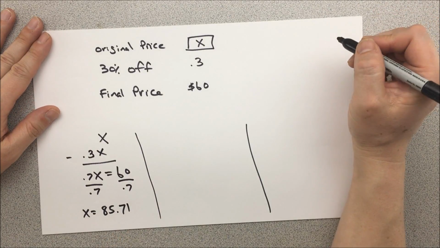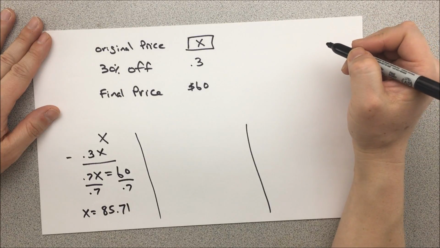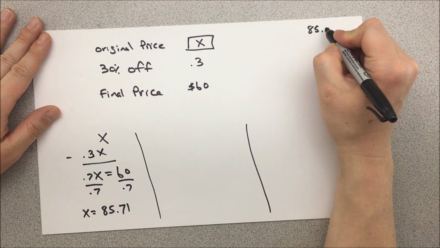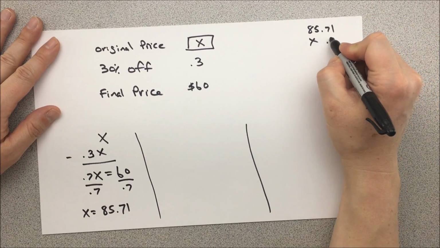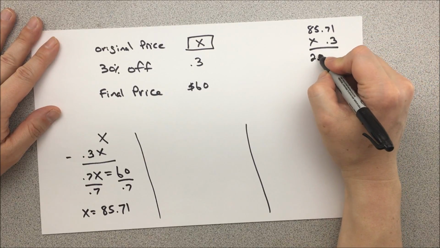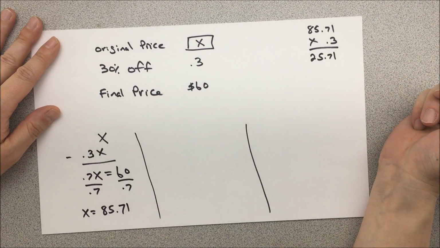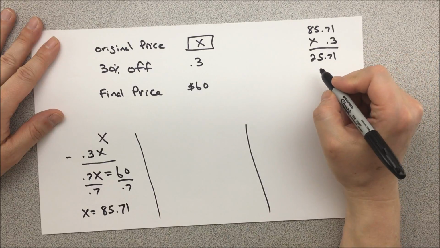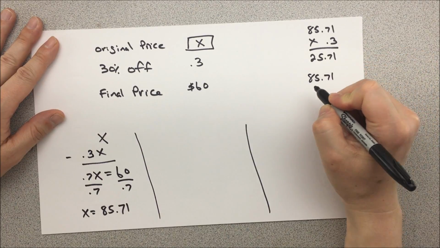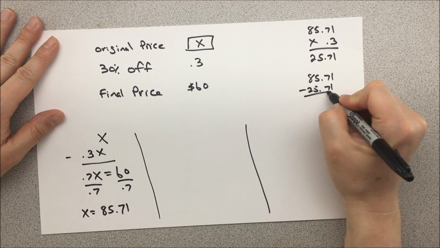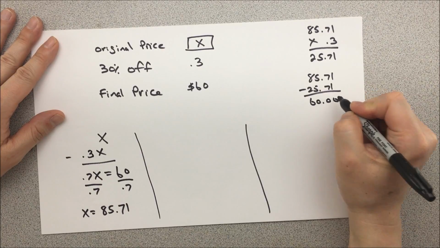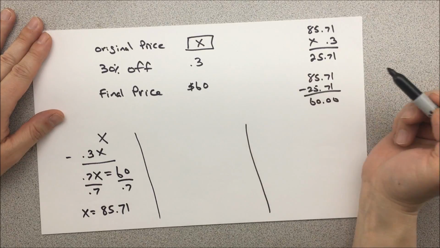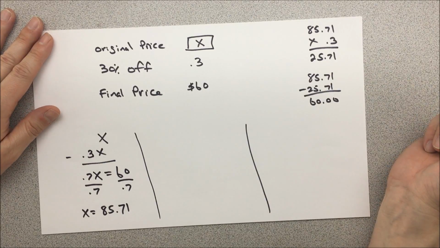You can easily check this answer by solving the problem going from the original price to the final price. 85.71 times 0.3 is equal to 25.71. This represents the discount amount. You take this discount amount, subtract it from the original price. 85.71 minus 25.71 is equal to $60. Therefore, this number equals the final price from the original problem.